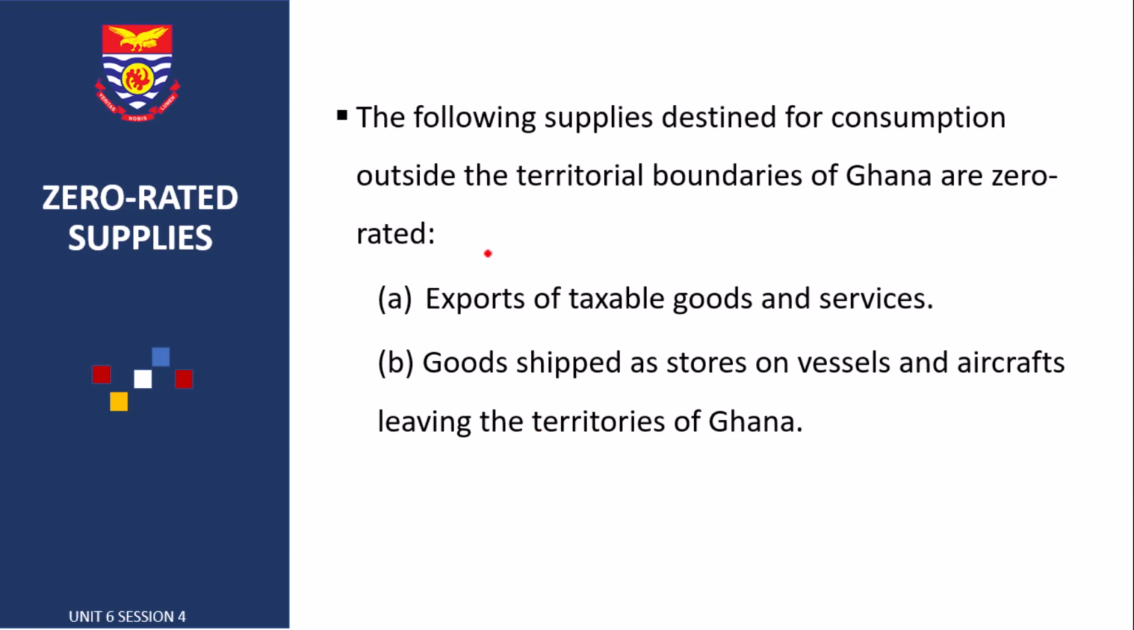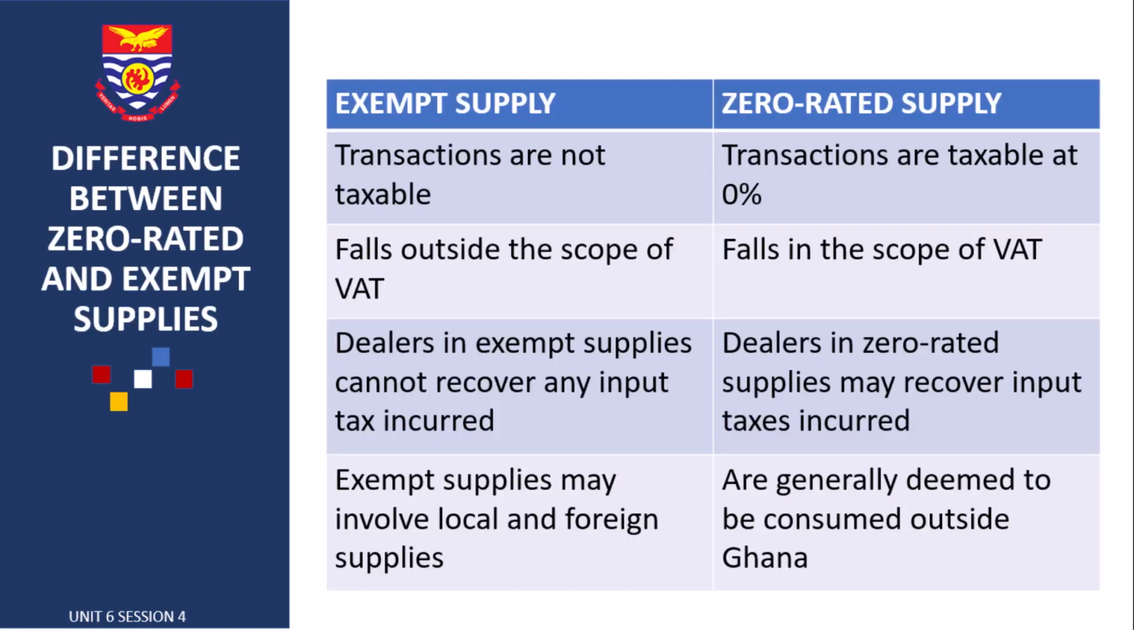Under the VAT Act 2013, Act 870, the following supplies destined for consumption outside territorial boundaries of Ghana are zero rated. We have export of taxable goods and services. We also have goods shipped as stores on vessels and aircraft leaving the territories of Ghana.